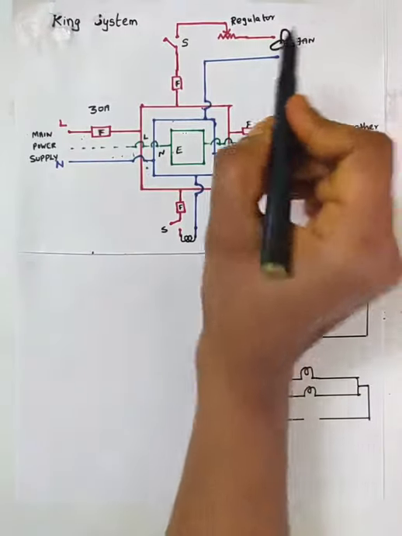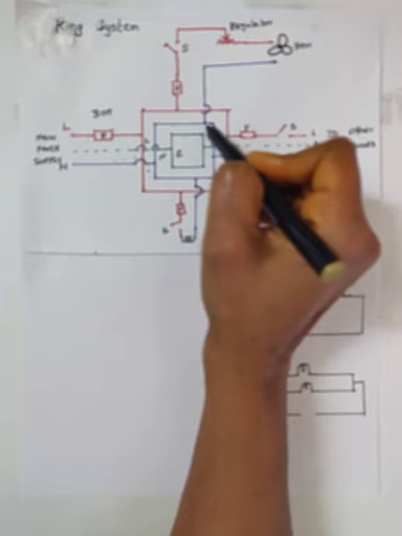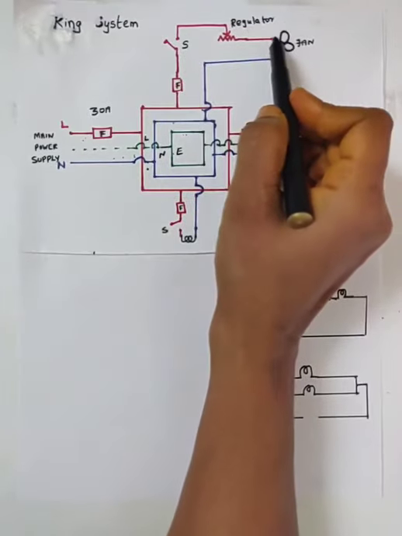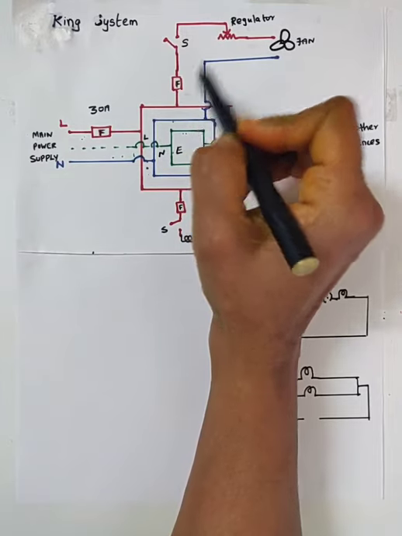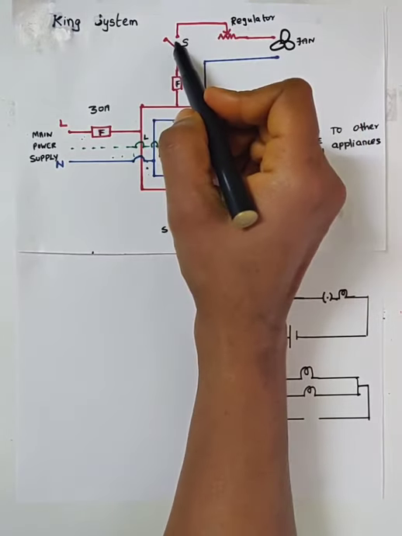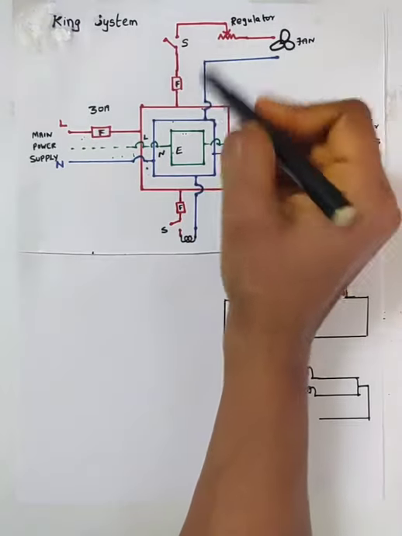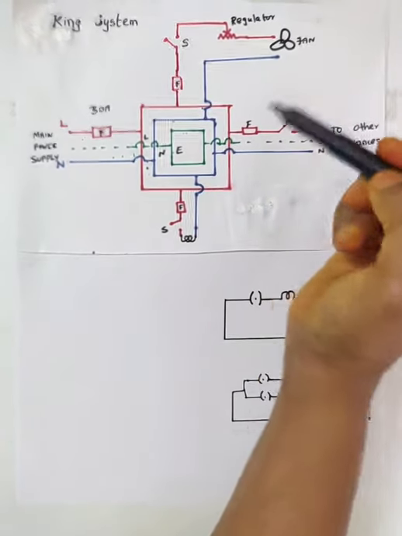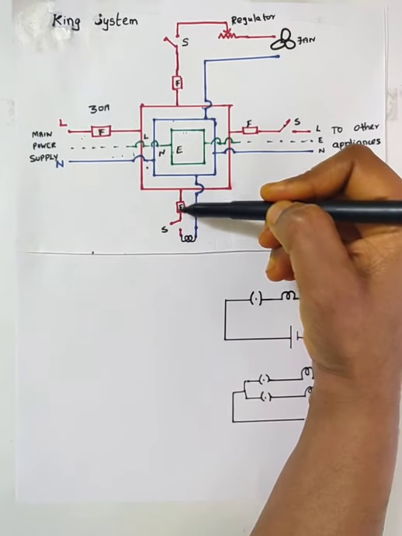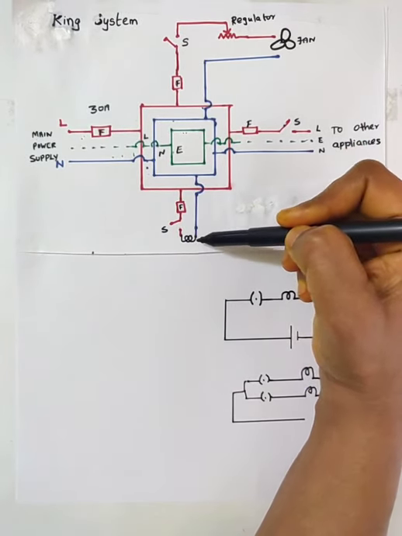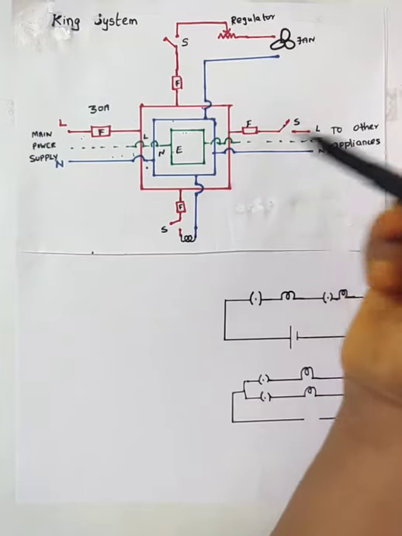Next you see the fan. One terminal of the fan is connected to the neutral wire directly. The other terminal of the fan is connected to the live wire through the regulator, switch and a fuse. So generally in any appliance, one terminal of the appliance is connected to the live wire through a separate fuse and a separate switch. The other terminal of the appliance is connected directly to the neutral wire.